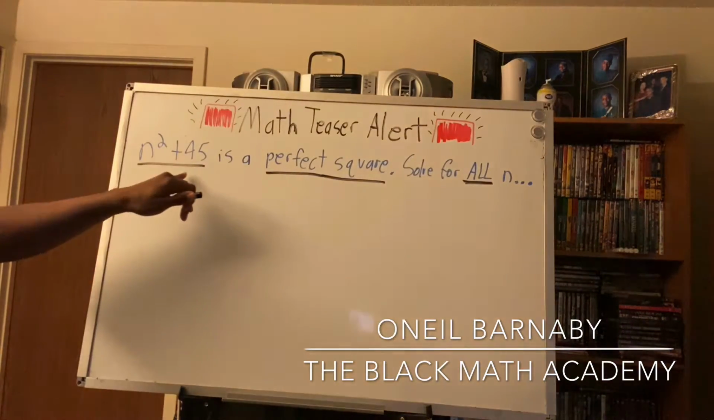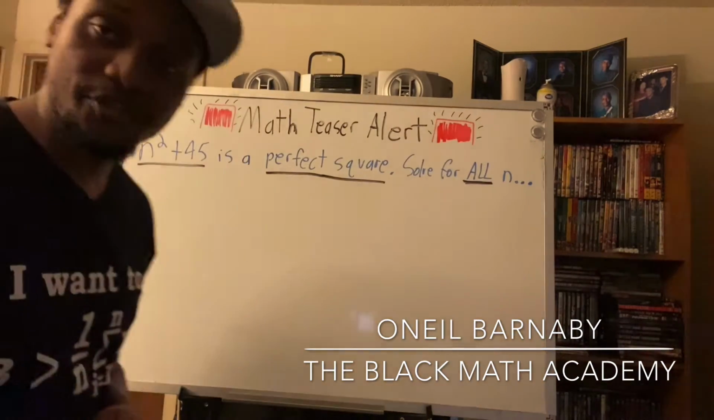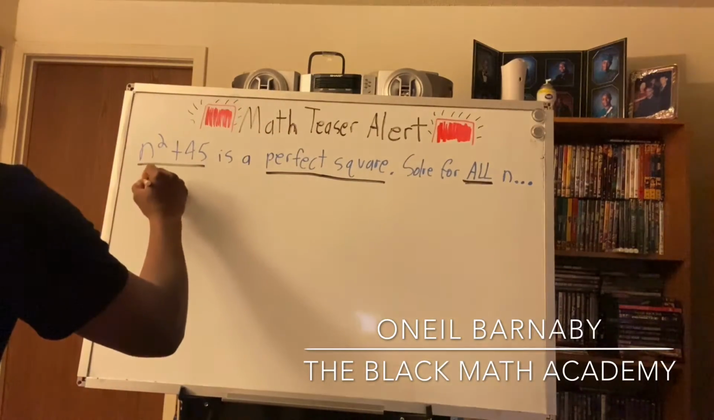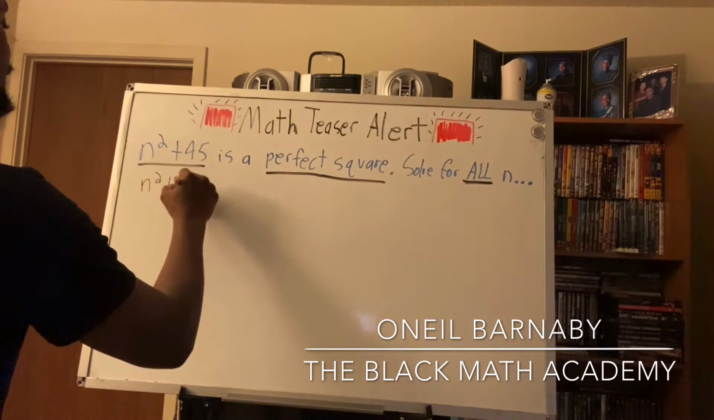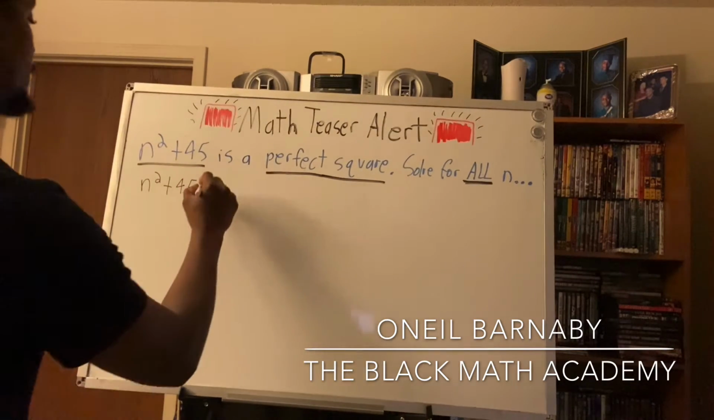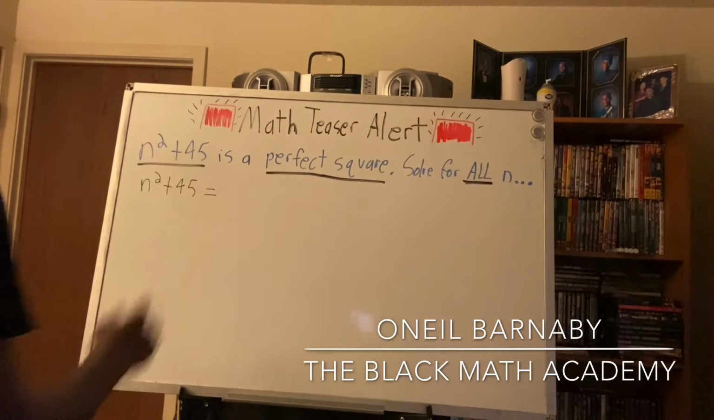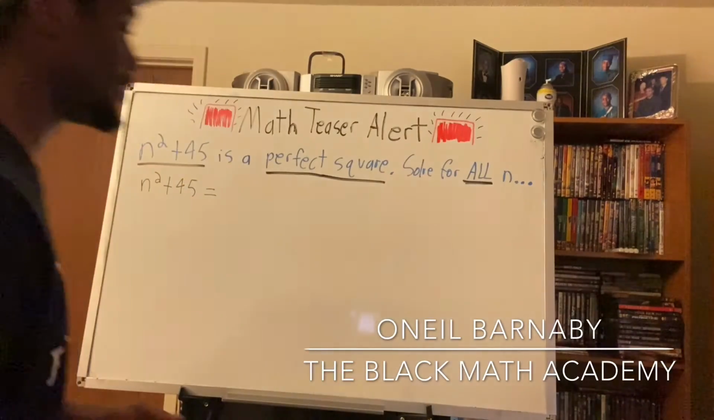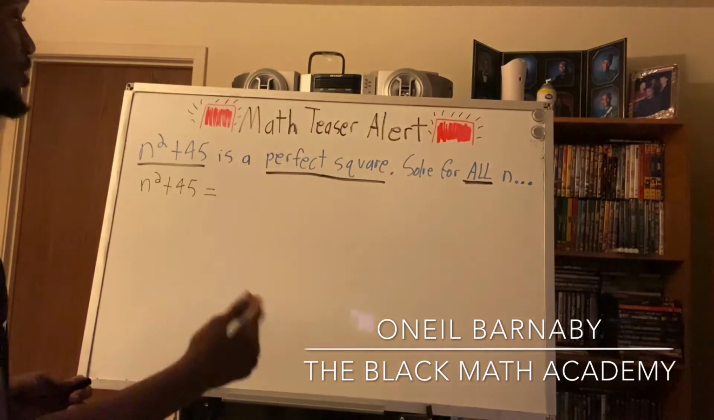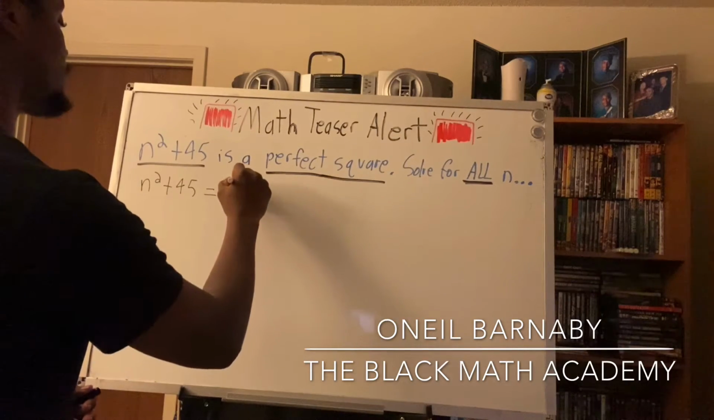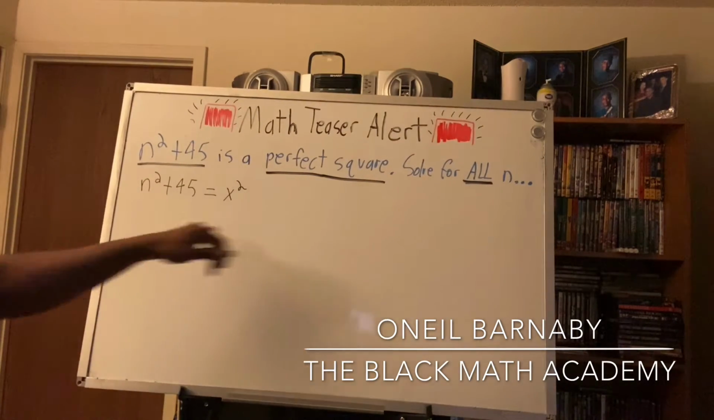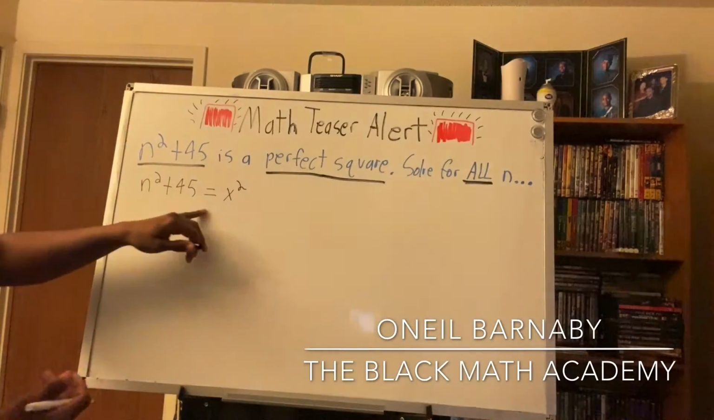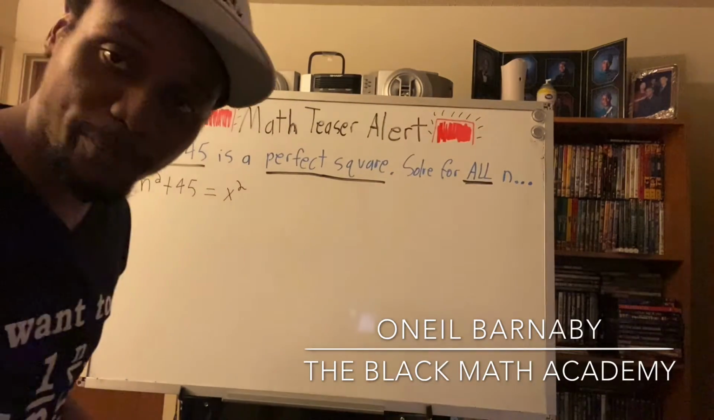So since n squared plus 45 is a perfect square, we can set that up algebraically and go from there. So n squared plus 45 is a perfect square. "Is" means equals. A perfect square is anytime you take a number to the power of 2. That's what a square would be. Since we don't know what that number is, we can call it x and raise that to the power of 2. That'll be our algebraic equation: n squared plus 45 equals x squared, hence a perfect square.